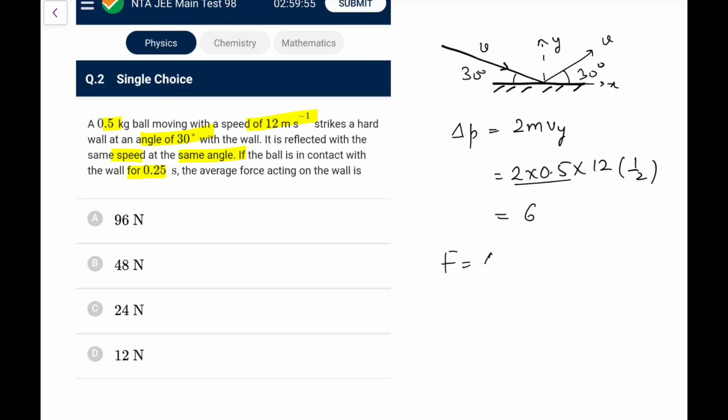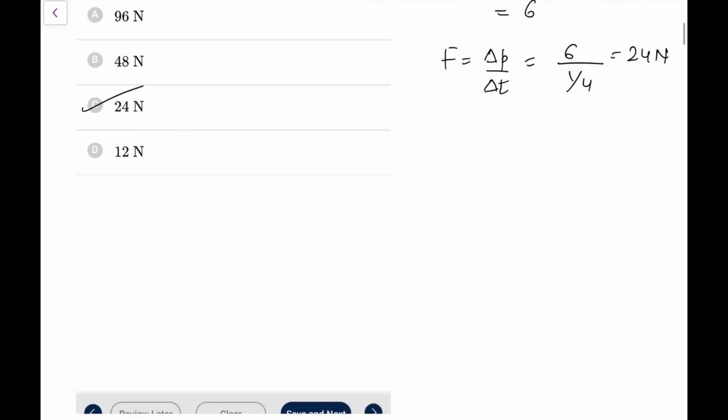So force is equal to delta p by t, that is average force, you can say. This is 6 and this is 1 by 4. So this is 24 Newton. The data look unrealistic. For 0.25 seconds, it's a much higher contact duration. Typically, it is in milliseconds.